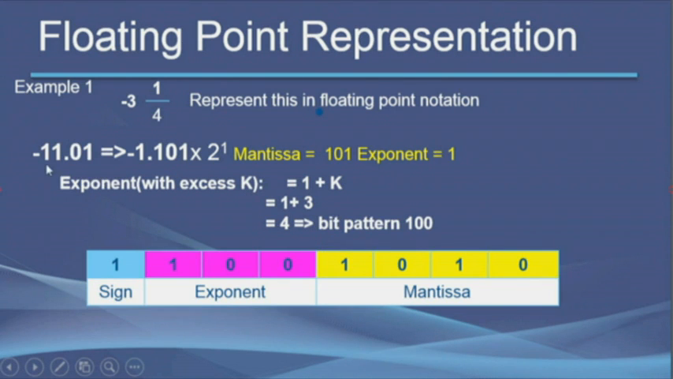Here you can see the sign is minus, which means the sign should be 1, the exponent bit pattern is 100, and the mantissa is 101. Since we have 4 bits, we can simply add 0 to the end. It doesn't harm the representation.